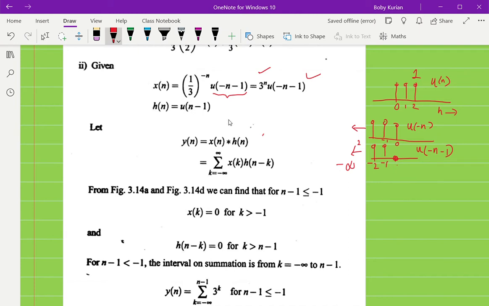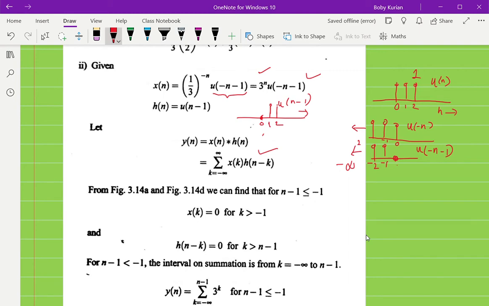Second one is h of n. That is u of n minus 1. u of n minus 1 means what? u of n is here, and u of n minus 1 is simply shifting one direction, right. So this is 0, this is 1, 2, like that. So this is u of n minus 1, u of n shifted by 1 in the right direction. So when we consider y of n, that is x of n convolution h of n, as per the equation, sigma k equal to minus infinity to infinity x of k h of n minus k.